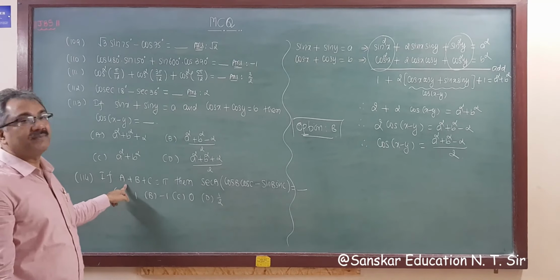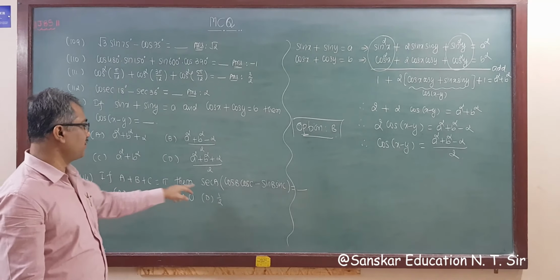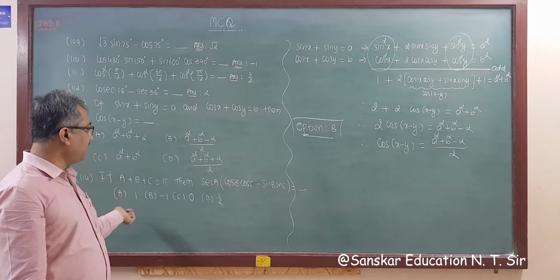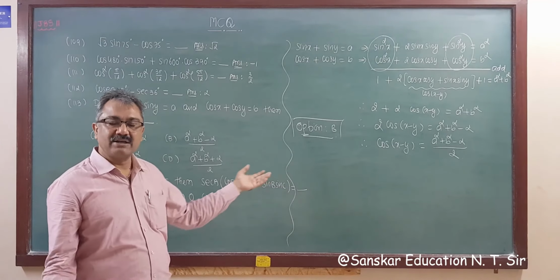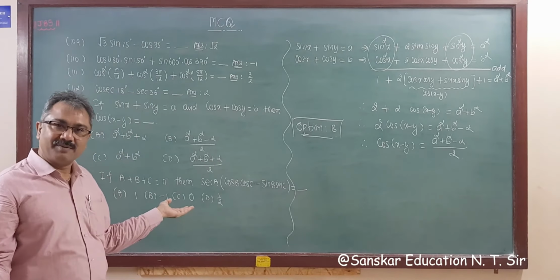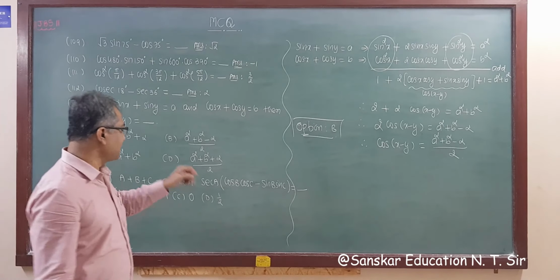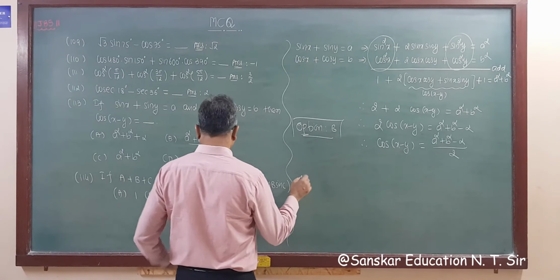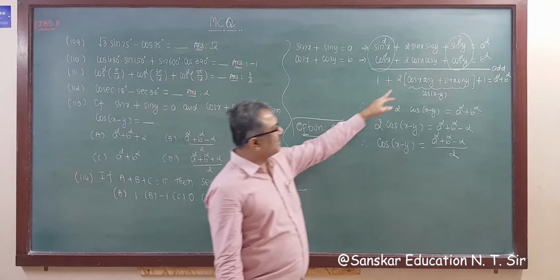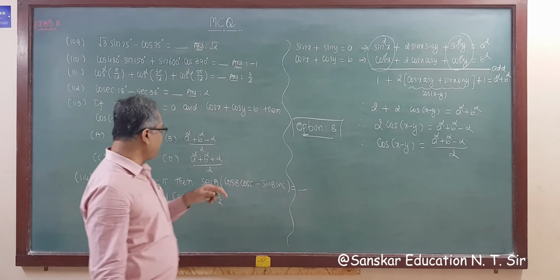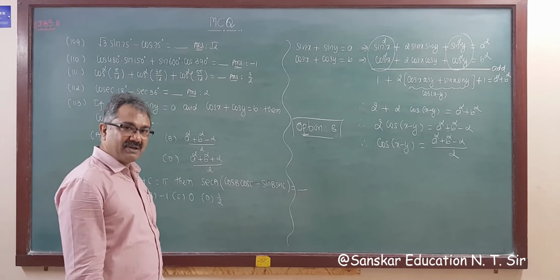Now, if A plus B plus C is equal to pi, in triangle ABC, there is also a question. In triangle ABC, sec A into cos B cos C minus sin B sin C is equal to what? Or for triangle ABC, that is also a question. A plus B plus C is equal to pi. So now what is here? Cos B cos C minus sin B sin C. Compare with this formula, cos x cos y. If plus then minus, then this is cos B cos C minus sin B sin C. That is the cos B plus C formula.